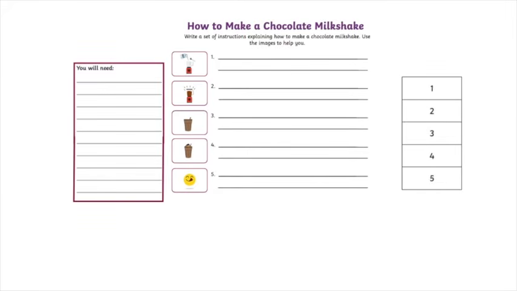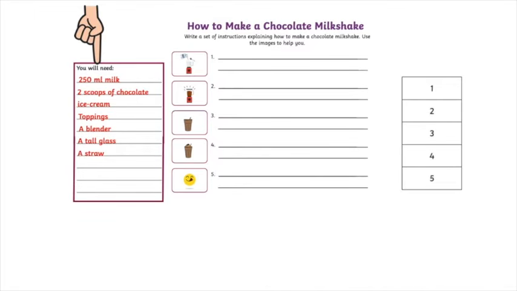On this page, we are going to write instructions for how to make a chocolate milkshake. So the first thing we do is write about the things you will need. You will need 250 milliliters of milk. You will also need 2 scoops of chocolate ice cream. Toppings, if you like toppings. A blender, a tall glass, a straw. So here are the things you will need if you would like to make a chocolate milkshake.